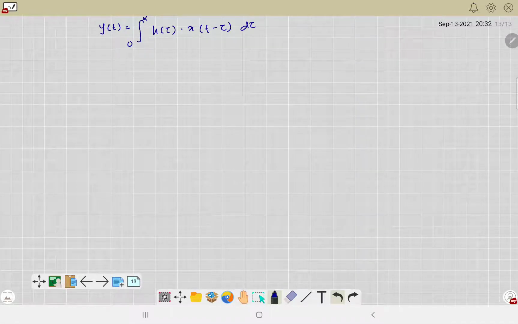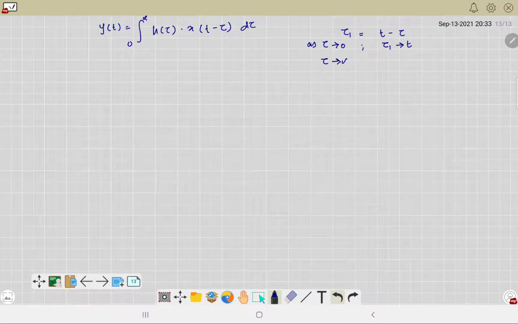Okay, so let's suppose this is our parent equation, and then we will go by some substitution. I will define another dummy variable tau1 as t minus tau. Fine. Then again we will see what will happen to the limit. As tau tends to 0, tau1 tends to t. And as tau tends to infinity, tau1 will tend to t minus infinity, which is basically minus infinity. Then tau is equivalent to t minus tau1, which means d tau is equivalent to minus d tau1.